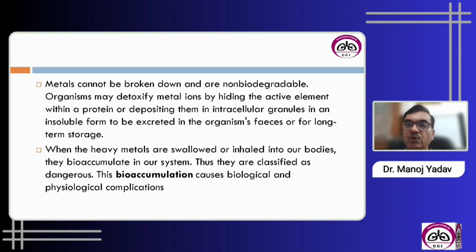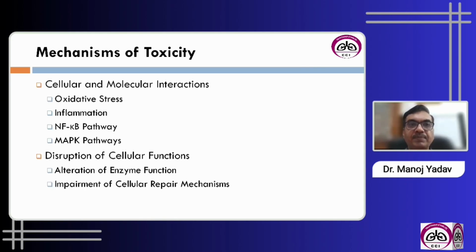When the heavy metals are swallowed or inhaled into our bodies, they bioaccumulate in our system. Thus, they are classified as dangerous. This bioaccumulation causes biological and physical complications. Let us understand the mechanisms of toxicity. There are basically two: cellular and molecular interactions and disruption of cellular functions, and both have different pathways.